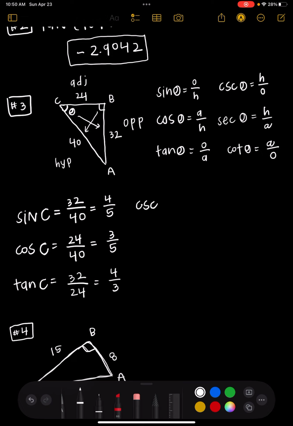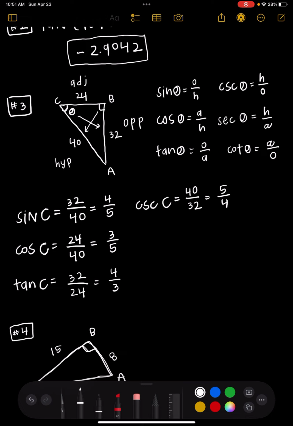So cosecant of C. Now we can do this as hypotenuse over opposite, which would give us 40 over 32. And that would simplify to be 5 over 4. But let me show you another thing. Notice, or if you remember, we talked about that sine and cosecant are opposites of each other. So sine ended up being 4 over 5. So cosecant should be 5 over 4, which it is.